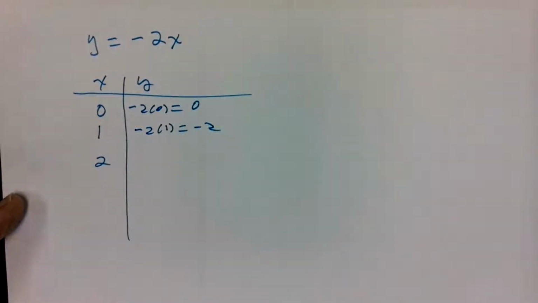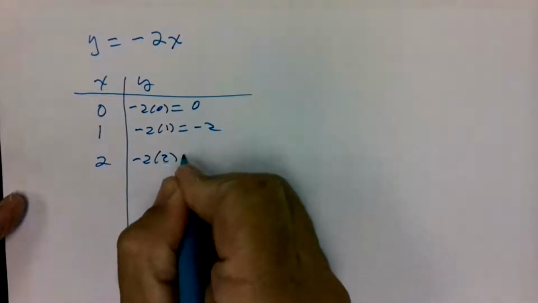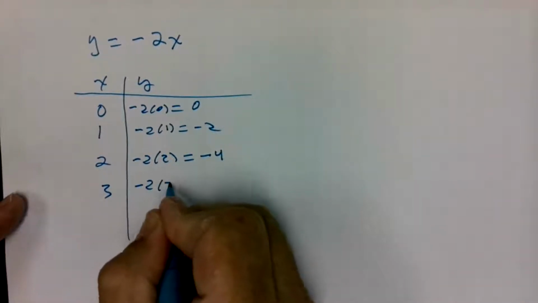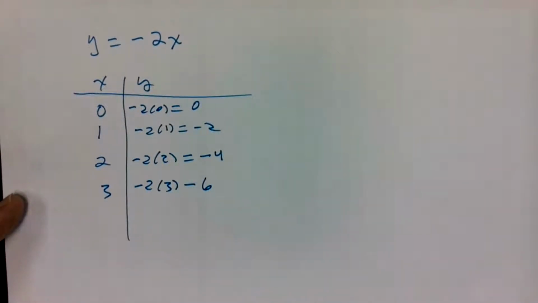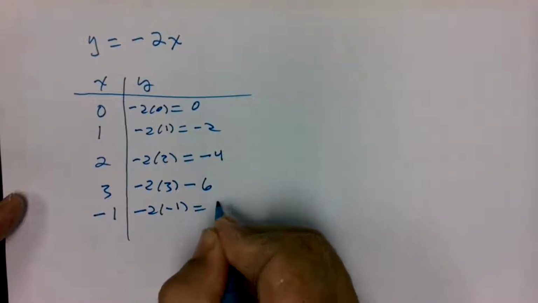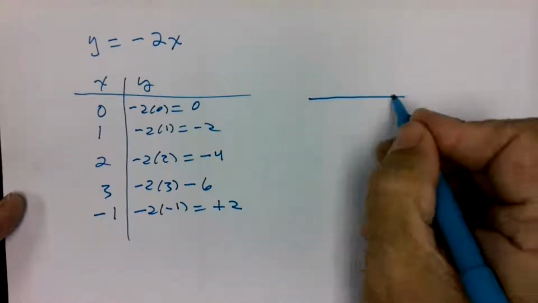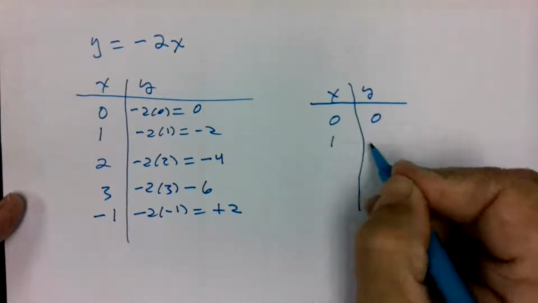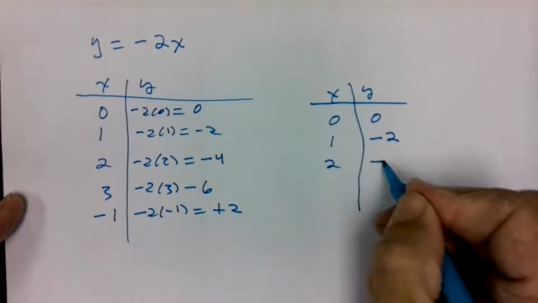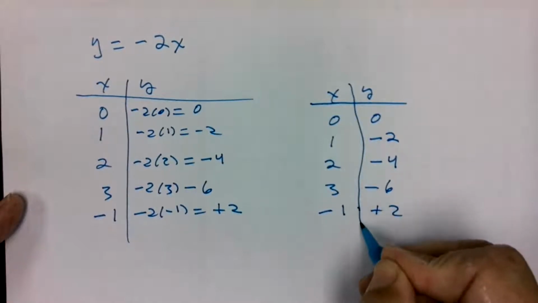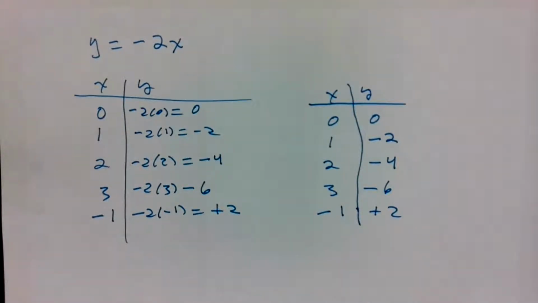If x is 2, y is negative 2 times 2, which is negative 4. If x is 3, y is negative 2 times 3, which is negative 6. If x is negative 1, y is negative 2 times negative 1, which is positive 2. Which gives me a collection of points: 0, 0, 1, negative 2, 2, negative 4, 3, negative 6, negative 1, positive 2. So I'd like to graph those and see what that looks like when we put all those together.